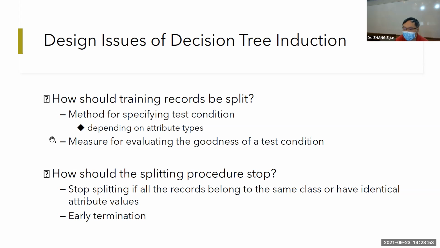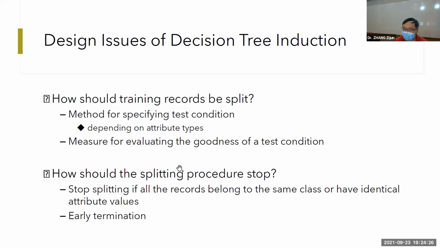We also need to know the measure for evaluating the goodness of a test condition. That means you need to decide, if we pick such a parameter as a node for splitting to build up the tree, whether such a strategy offers a goodness, and whether that goodness is good enough. Every time we select the best parameter as the node to make the split.